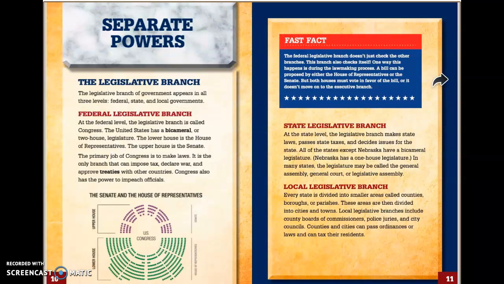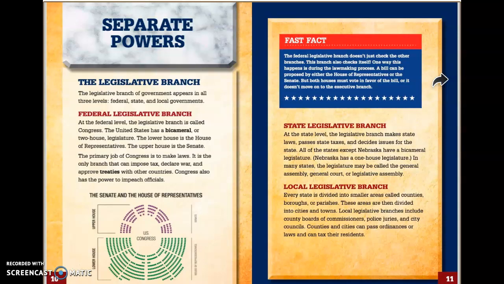Page 10 and 11. Separate powers. The legislative branch. The legislative branch of government appears in all three levels: federal, state, and local governments. Federal legislative branch. At the federal level, the legislative branch is called Congress. The United States has a bicameral or two-house legislature. The lower house is the House of Representatives. The upper house is the Senate.